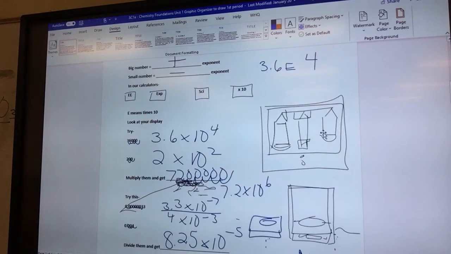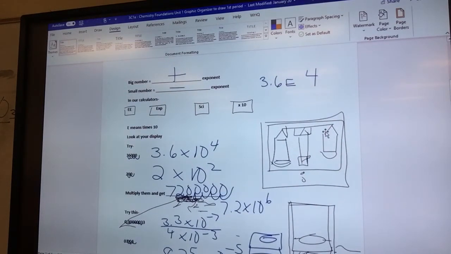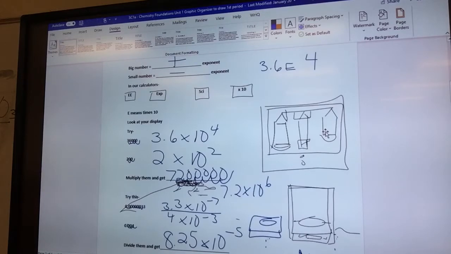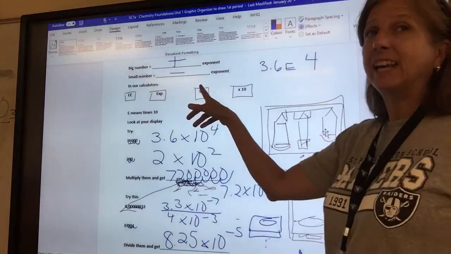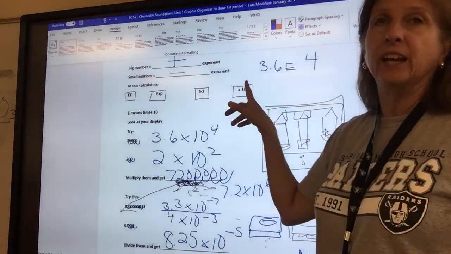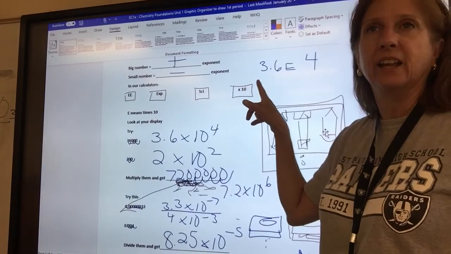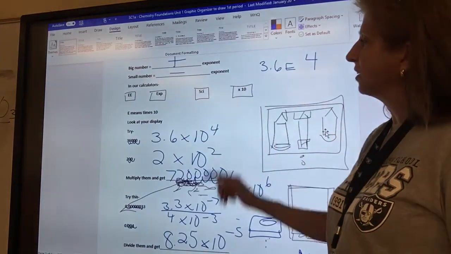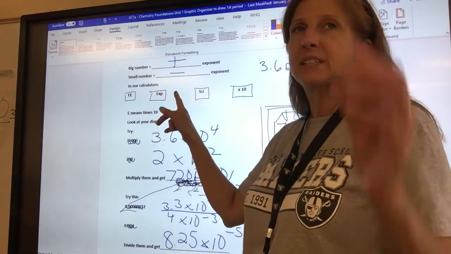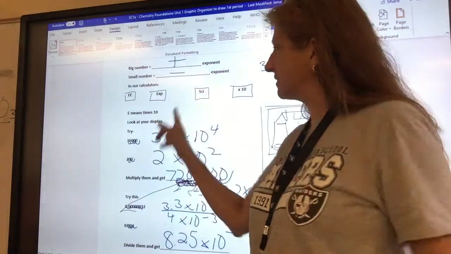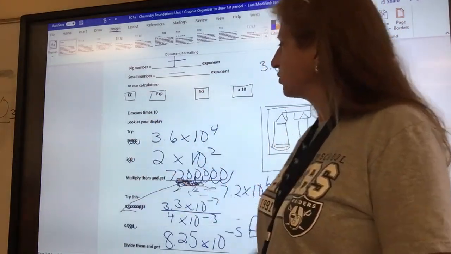Okay, so a big number is positive, a little number is negative. And then on our calculators, the buttons can either be EE, EXP, SCI, or times 10. There's buttons that say times 10. So if you didn't have EE, look for one of those. EE means times 10. So when it says E on your calculator, that's the times 10. So now let's try this one.